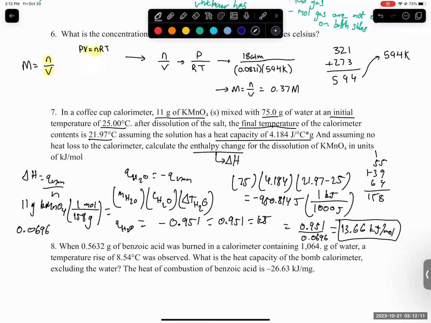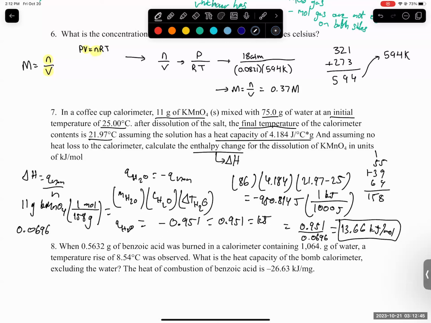Oh, yeah, that'll do it. When it says the solution, you have to add both of them. That's where that comes from. So 75 plus 11 is actually 86. So yeah, 86, and that specific heat times that delta T. So it's important to read the question so you don't do what I just did.